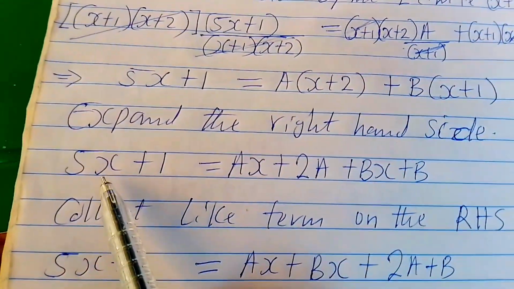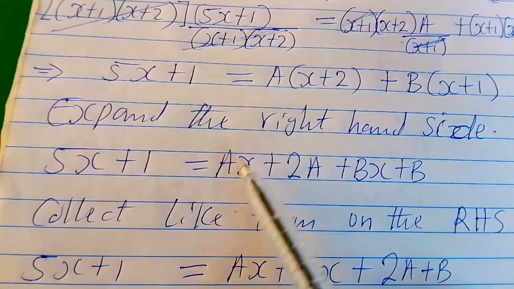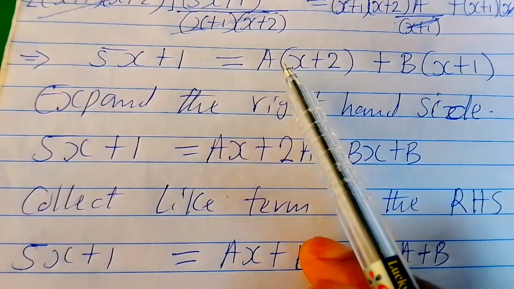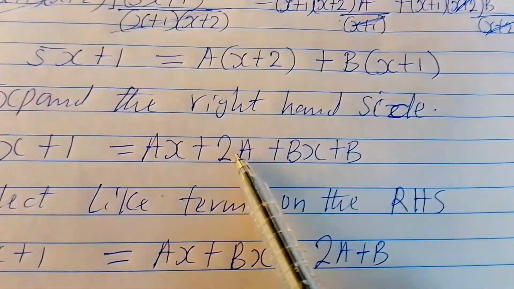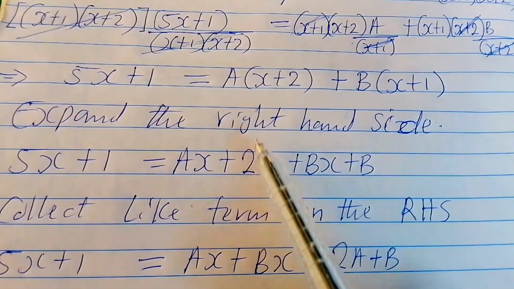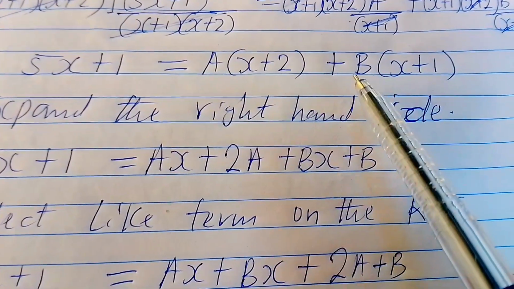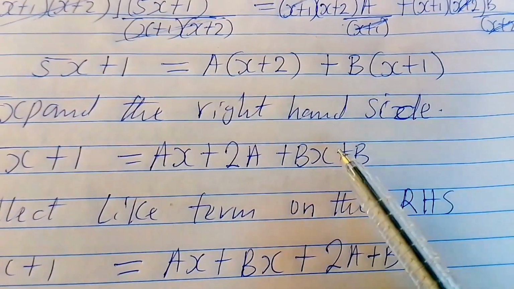So on the left hand side, we have 5x plus 1, right, equals, if you multiply a times x, it's going to give us ax, plus a times plus 2, we are going to have 2a, because the number comes before the alphabet, that's why you have 2a. Then plus b times x is going to give us bx, b times plus 1, we're going to have b, right?